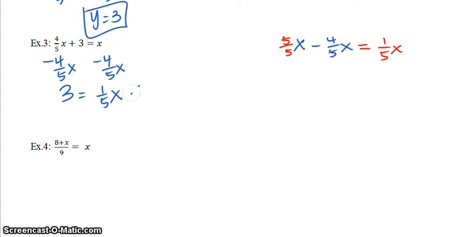Now I'm going to multiply this by the reciprocal because it's a fraction in front, so I'm going to multiply by 5 over 1, which is the same as 5. So I end up getting 15 equals x. And you can write it as 15 equals x, you can write it as x equals 15, either one. Again, it doesn't matter which side.